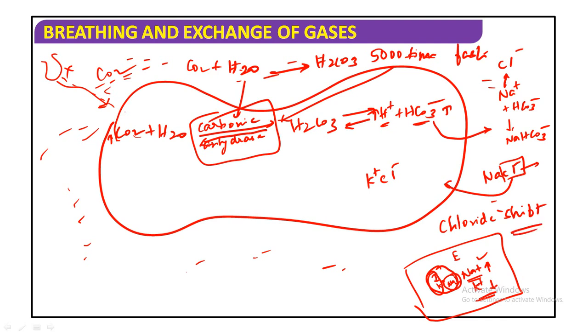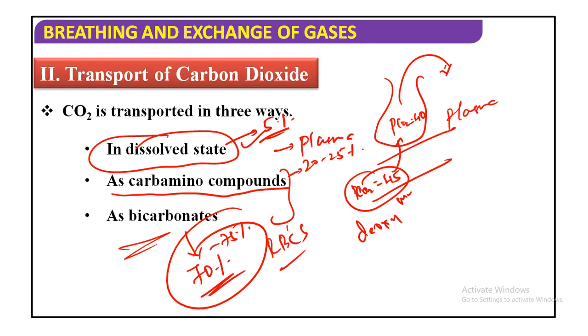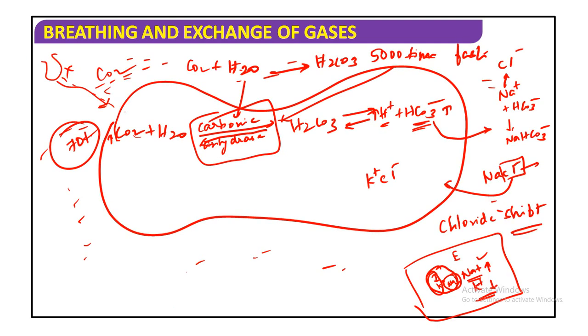So the bicarbonate ions are exiting out and the chloride ions are coming inside. So this kind of shift is called the chloride shift. Okay, this process happens for 70%. We have seen 3 processes in this slide. One is the dissolved state, which I have already explained. Only 5% exits through the dissolved state. The third process I have now explained: 70% exits as bicarbonate ions.